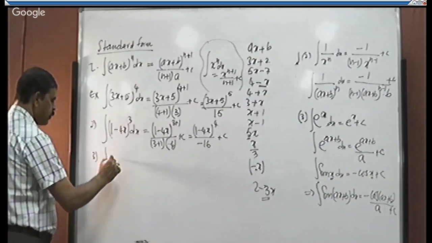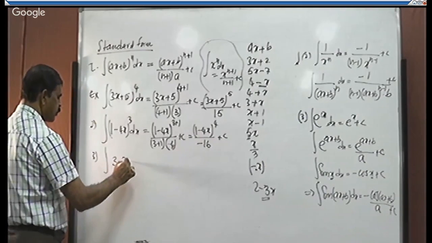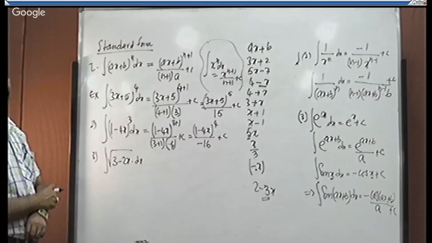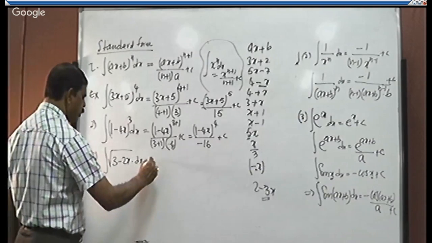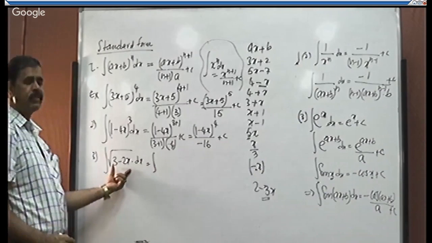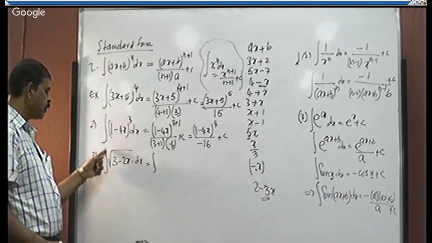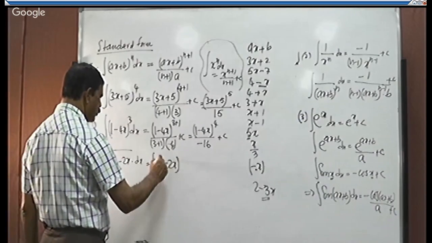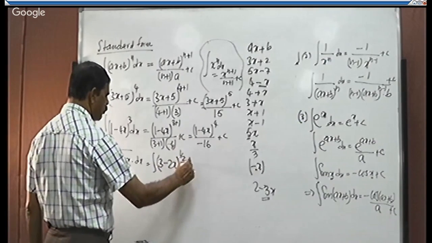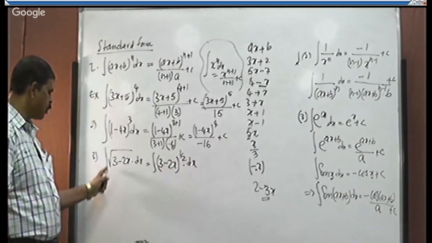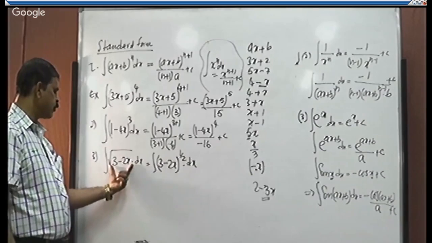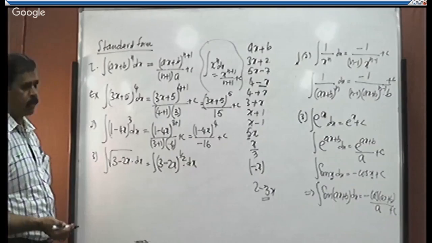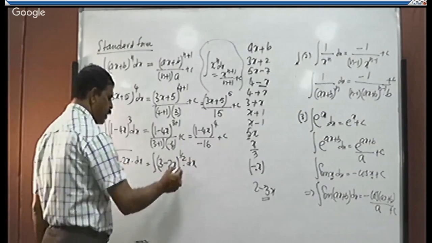Integration of root of 3 minus 2x. So it is the root of ax plus b form. We cannot write the answer directly, because what is its power? If it is a root, it should be converted into a power: (3 minus 2x) to the power of 1 by 2 dx. If it is root, we should take it as a power of that. So the power is equivalent to 1 by 2. Now integrate.